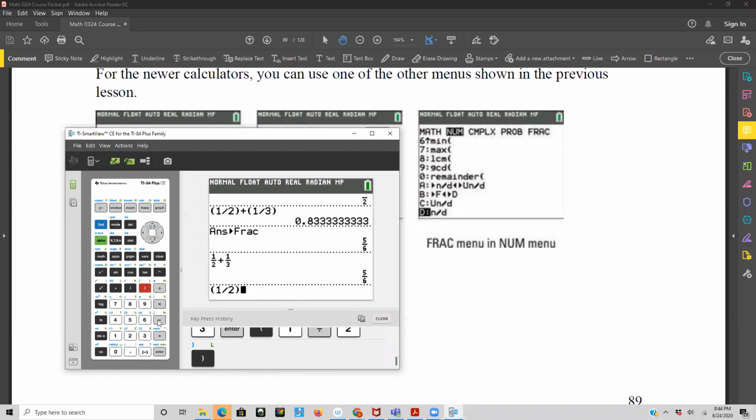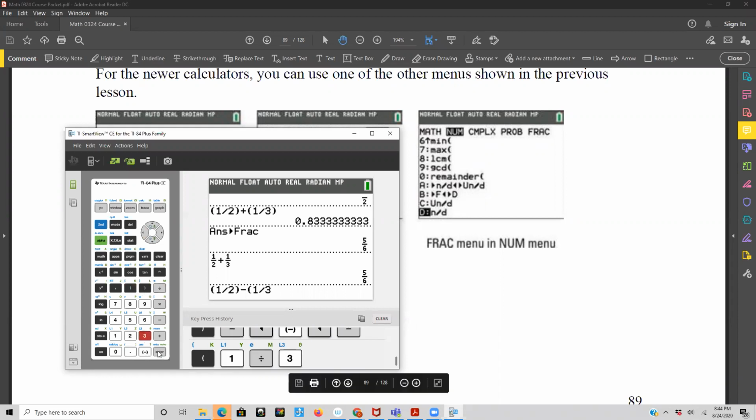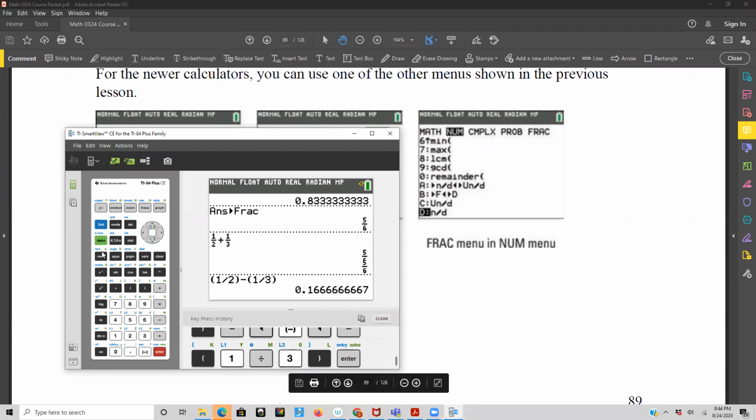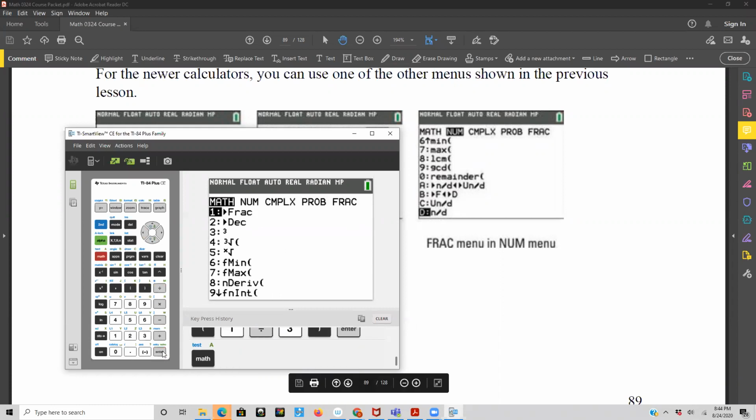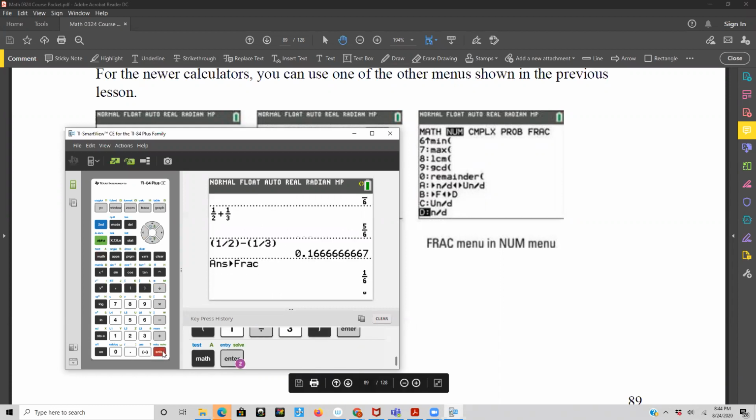So we're going to pick that big negative. And just so you can see the difference, if I pick the little negative down here, it's small. So to subtract, I want the big negative. So it's 1/2 minus 1/3. I'm going to get a decimal, and I can just hit math, frac, enter, math, enter. All right, so there's your fractional answer, 1/6. So make sure you can do 1/2 minus 1/3 and get 1/6.